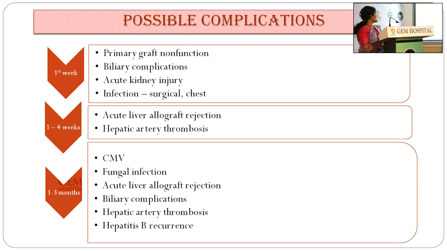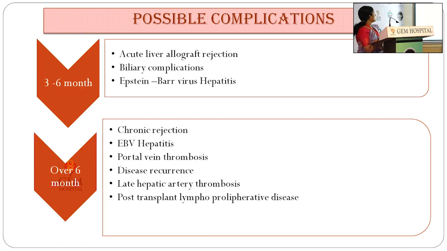From the 1st to 3rd month cytomegalovirus infection, fungal infections, acute liver allograft rejection, biliary complications, hepatic artery thrombosis, hepatitis B recurrence can happen. And during 3 to 6 months there is a chance for acute liver allograft rejection, biliary complication, Epstein-Barr virus hepatitis, and over 6 months chronic rejection can happen, EBV hepatitis, portal vein thrombosis, disease recurrence, late hepatic artery thrombosis, post-transplant lymphoproliferative disease can happen.